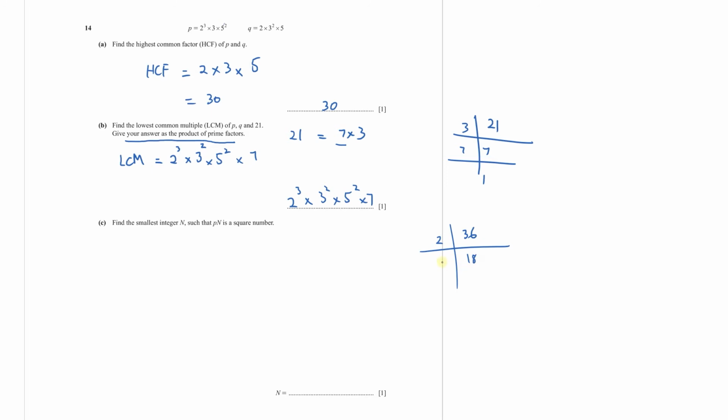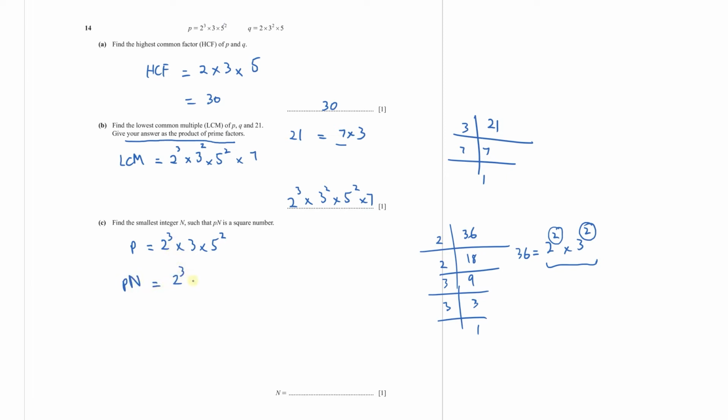So 2 times 18, 2 times 9, 3 times 3, and then 3 times 1. So if you look at the prime factors, you have 2 squared and 3 squared. You can write 36 as a product of its prime factors like this. And if you look at the powers, all the powers are even to make this 36 a perfect square number. So if you want to make P the perfect square, you need to make sure all the powers are even. So you have P equals 2 power 3 into 3 into 5 square. Now you have to multiply P by n to make all these powers even.